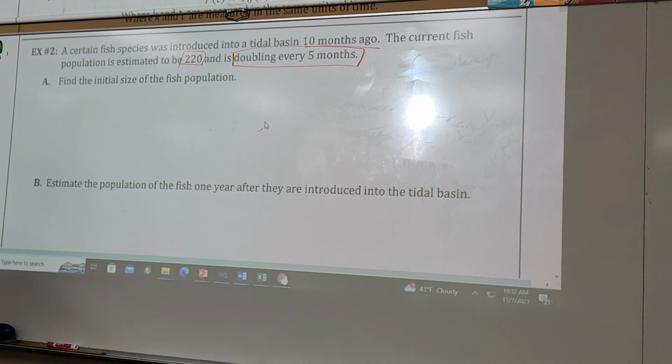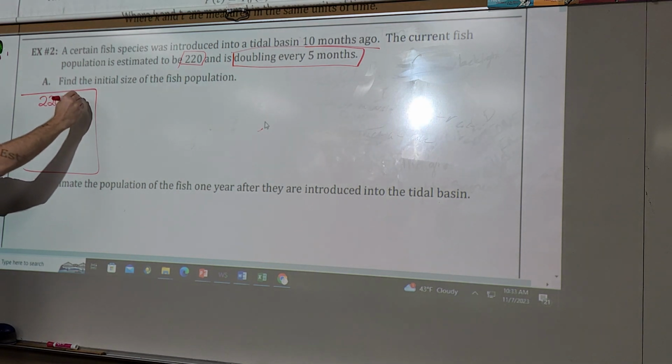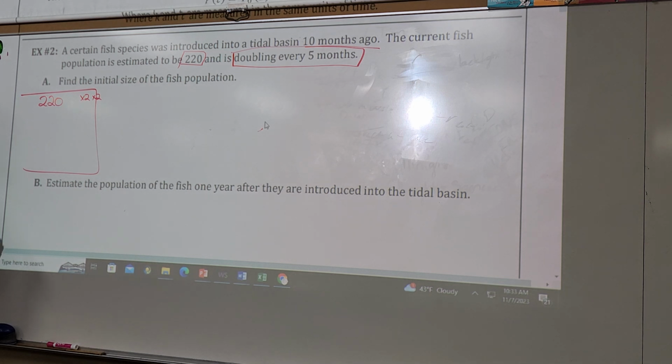Is there a way I can do this problem without using a formula? How many times has it doubled? Twice. So right away, I'm going to do this intuitively, and then I'm going to do it with a formula because I want to see both. If I have 220, and it's times 2 twice, how many fish would I have had 5 months ago?